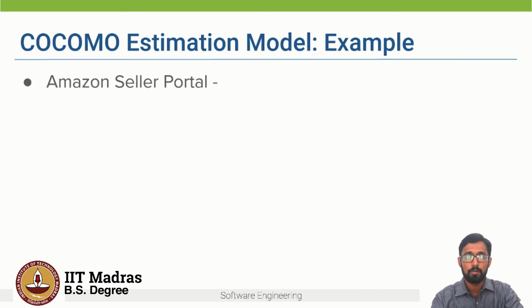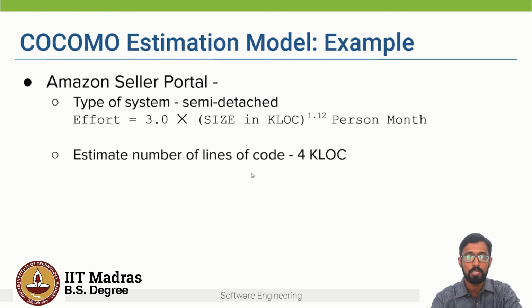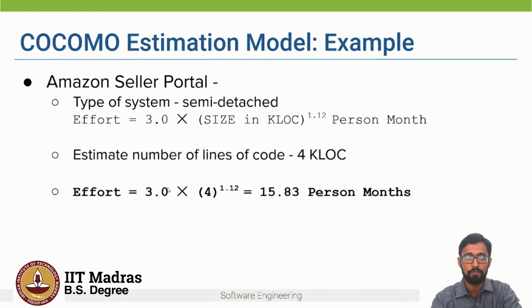So now let's look at the estimations which we have till now. We know that the system is semi-detached. We have the size in kilo lines of code. We plug these values in and we get the effort is roughly around 16 person months, or 15.83 person months.